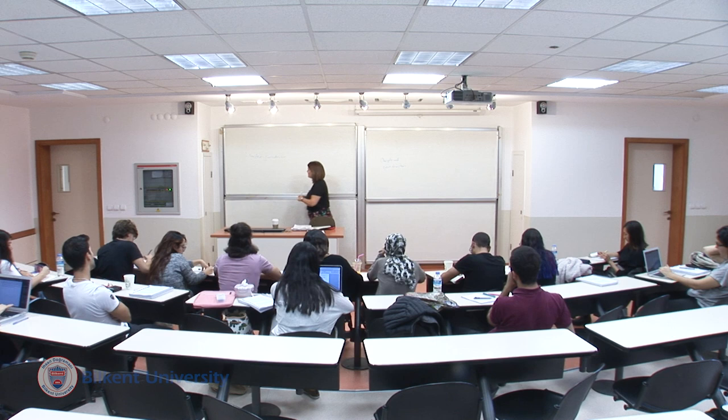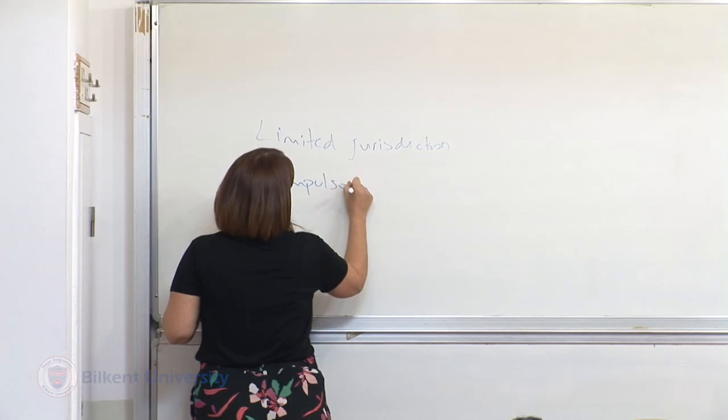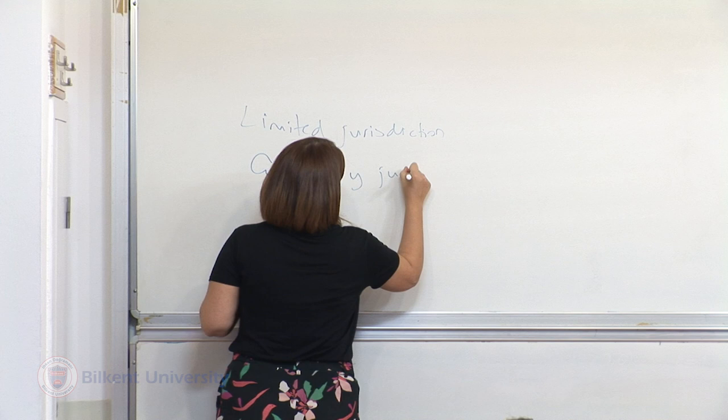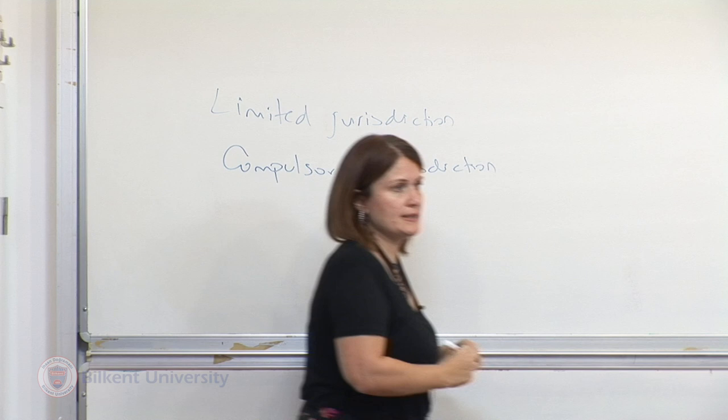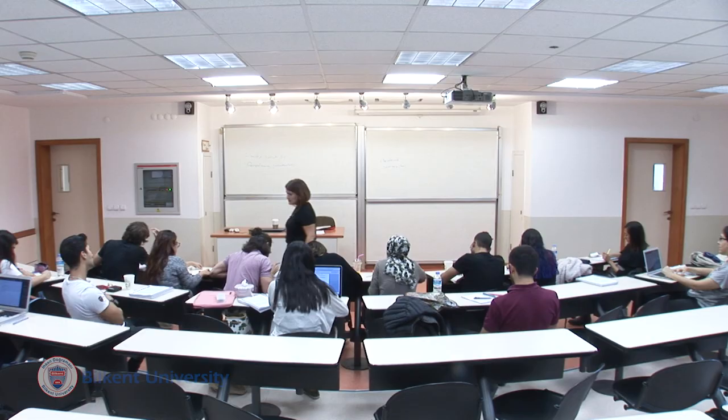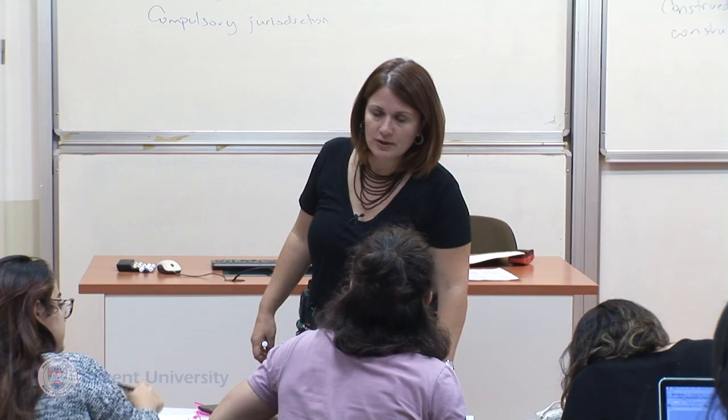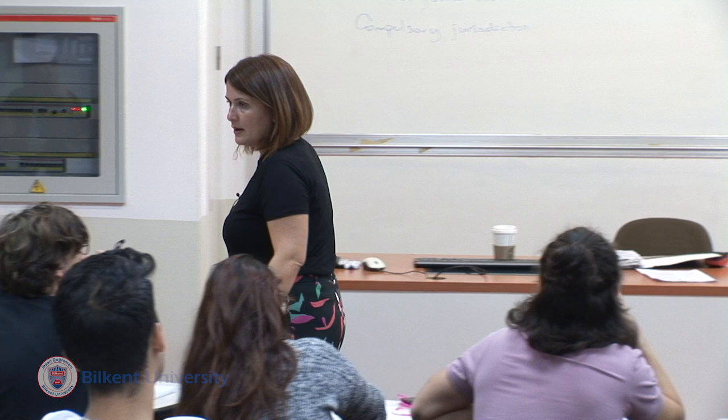Secondly, we will speak about compulsory jurisdiction. What would that mean? What is that in Turkish? You can't find this in the book. You should take notes if you want to have them written. All right?